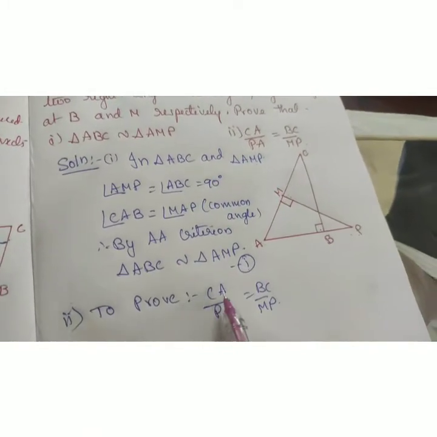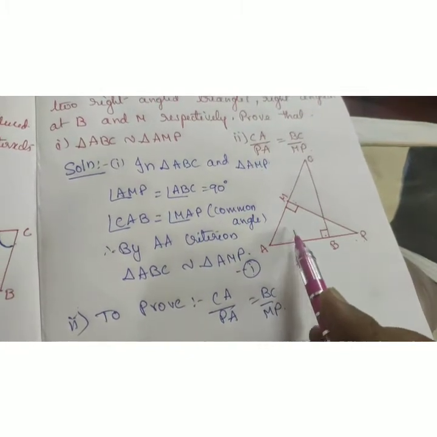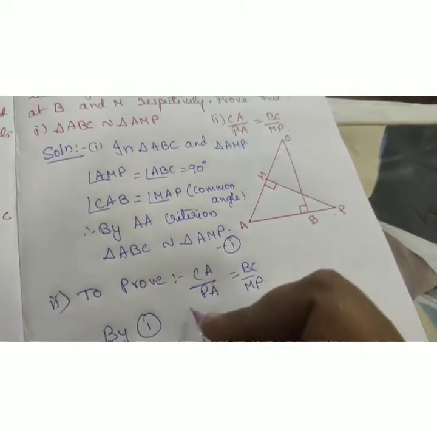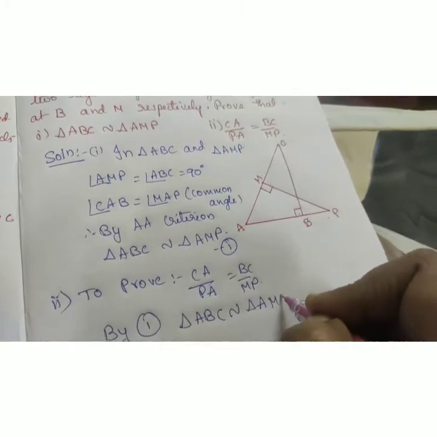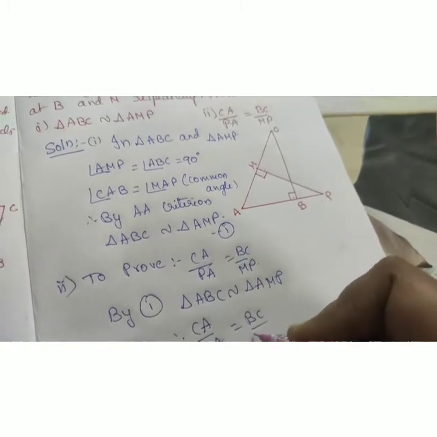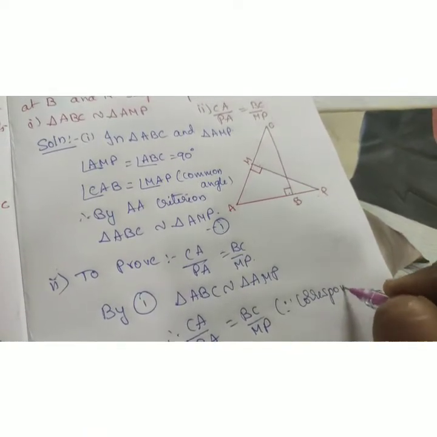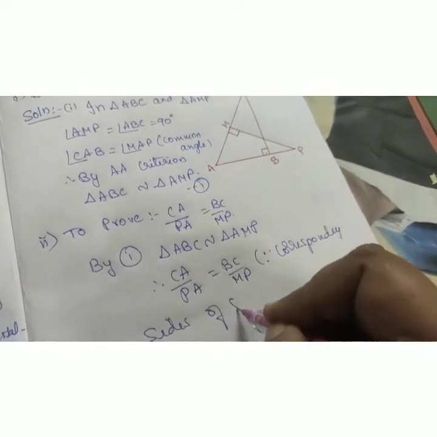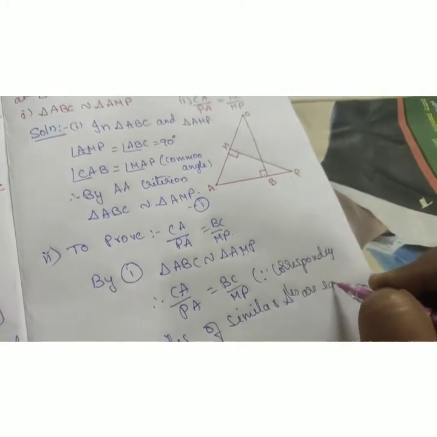Now for the second part, we need to prove that CA by PA is equal to BC by MP. Since these two triangles are similar, their corresponding sides also will be in the same ratio. Therefore by 1, triangle ABC is similar to triangle AMP. Therefore CA by PA is equal to BC by MP because corresponding sides of similar triangles are proportional. Okay, hence proved.